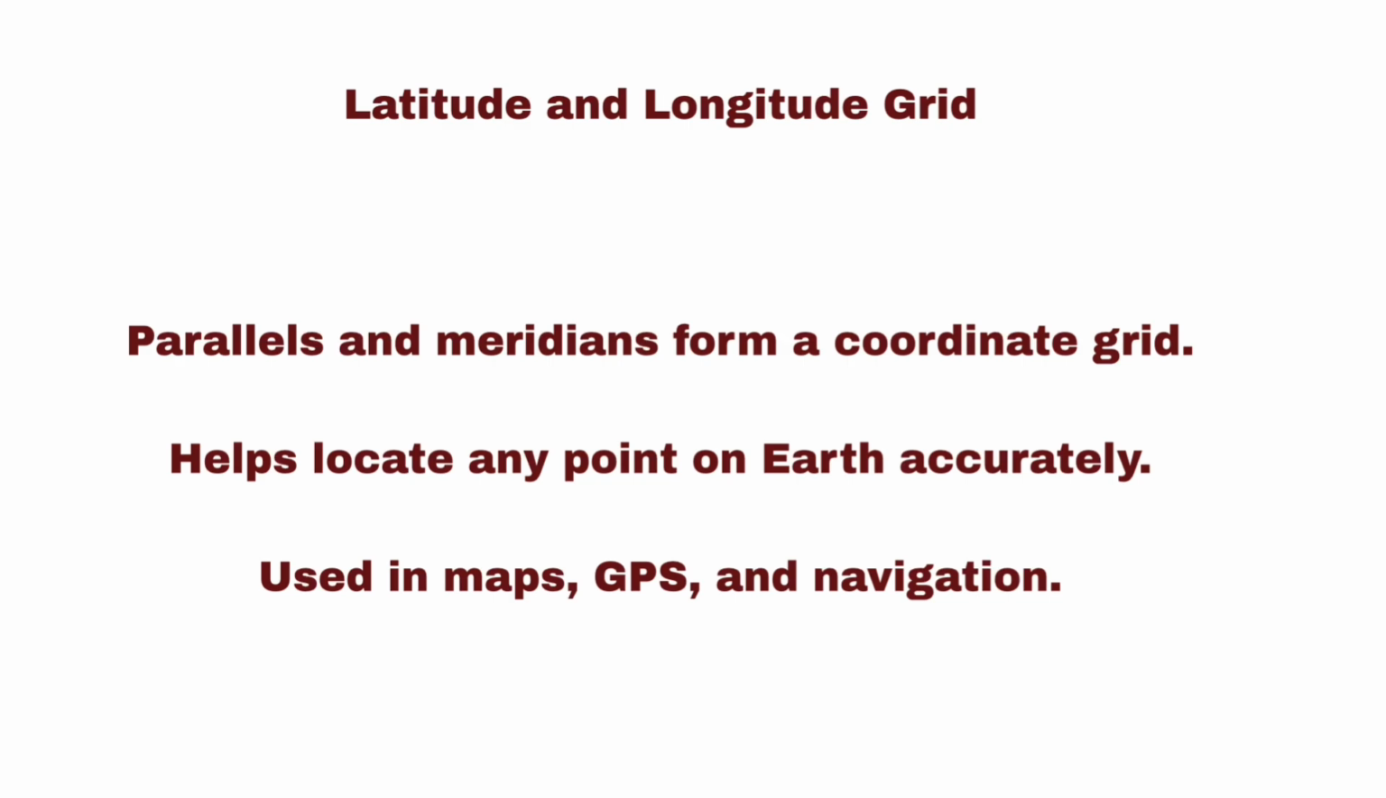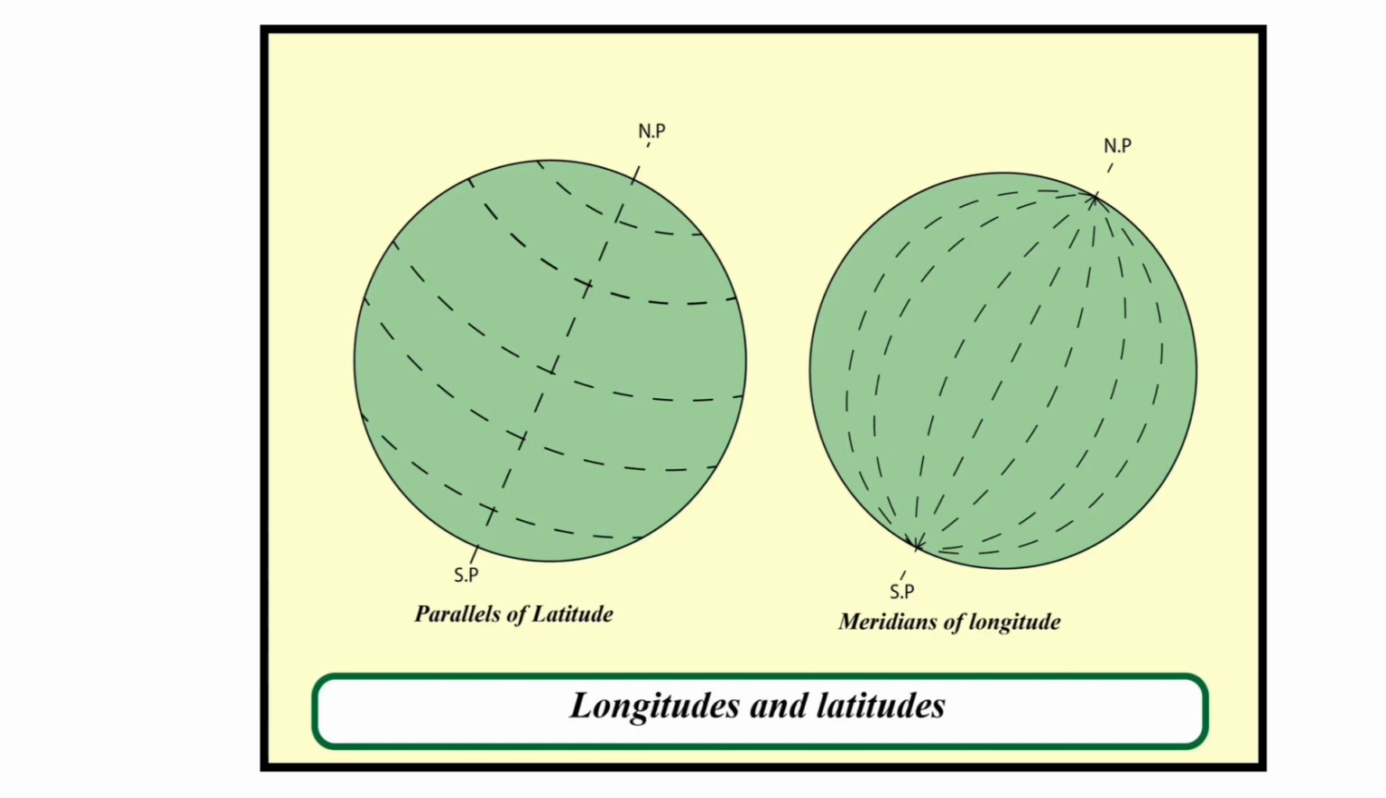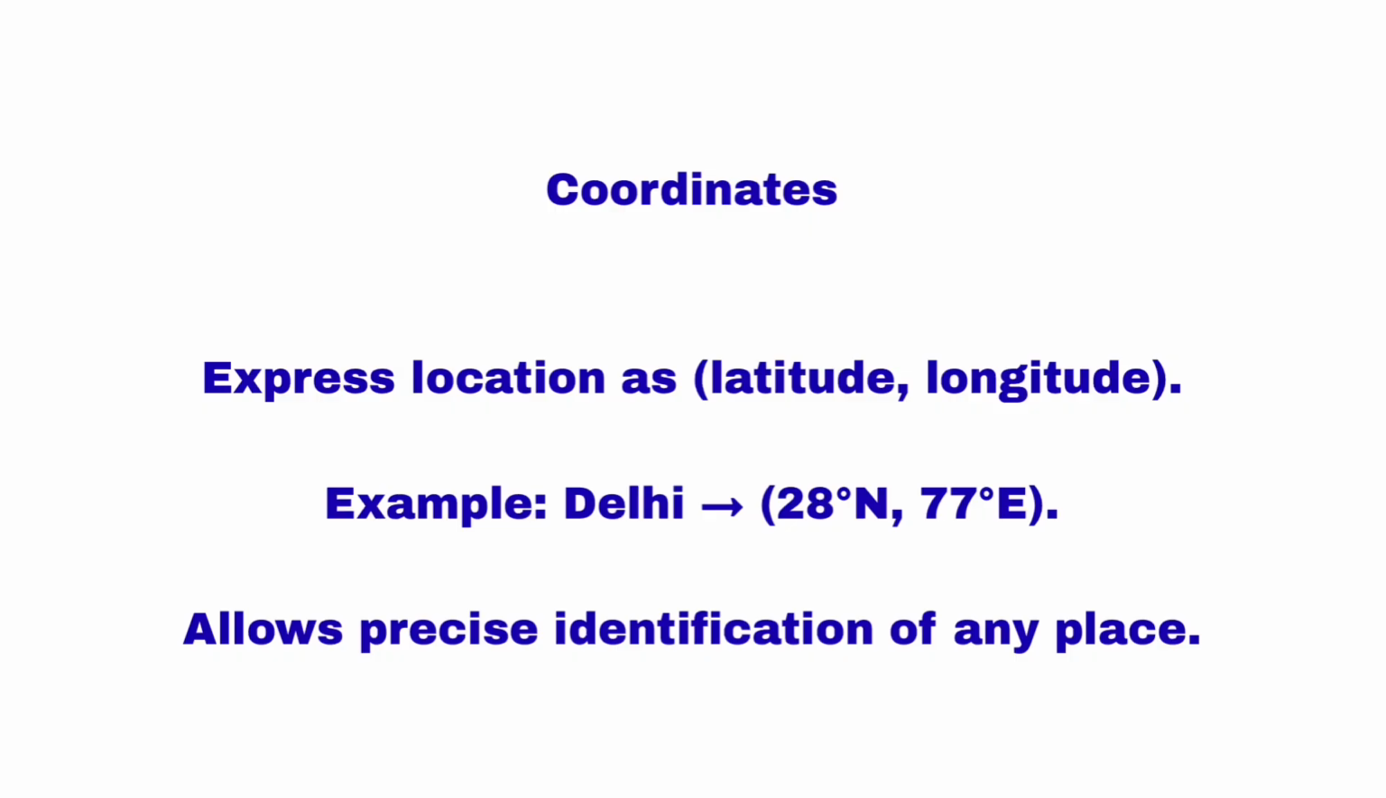What are coordinates? Coordinates are the exact values of latitude and longitude of a place. Latitude first, then longitude. For example, New Delhi is 28 degrees north, 77 degrees east. London is 51 degrees north, 0 degrees east. The key point here is that both latitude and longitude are required to find an exact location.